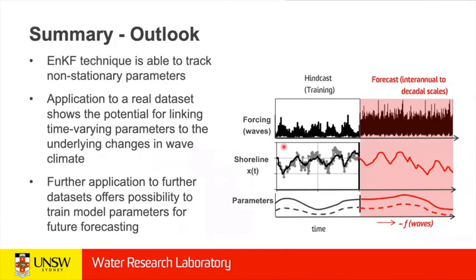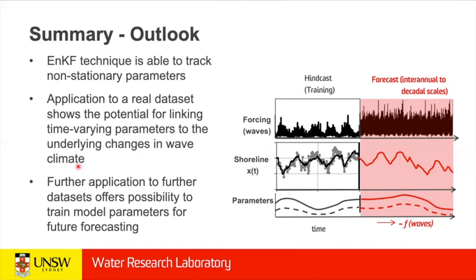So just as a summary and outlook, our ensemble Kalman filter was able to track non-stationary parameters, and the application to a real data set shows that we can potentially link the time-varying parameters on an empirical basis to the underlying changes in wave climate.